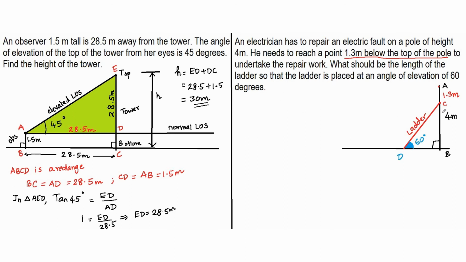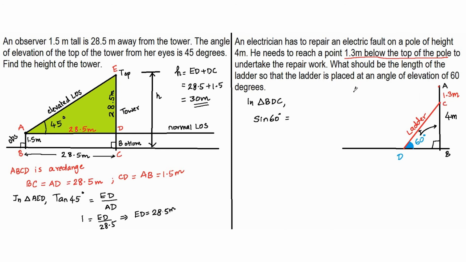So now in triangle BDC, I have to find the right trigonometric ratio that joins the opposite side with the hypotenuse. Hypotenuse needs to be found. So I can say that sine 60 is going to be the opposite side. So now how much is the opposite side? Is BC equal to 4 meters? No. BC is not equal to 4 meters.